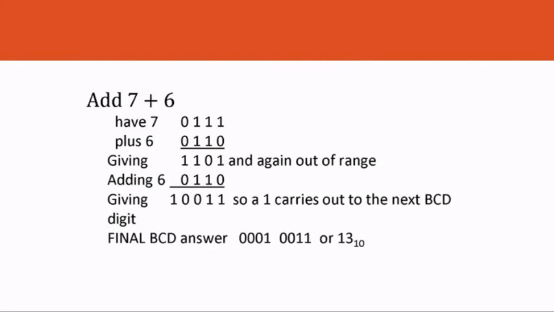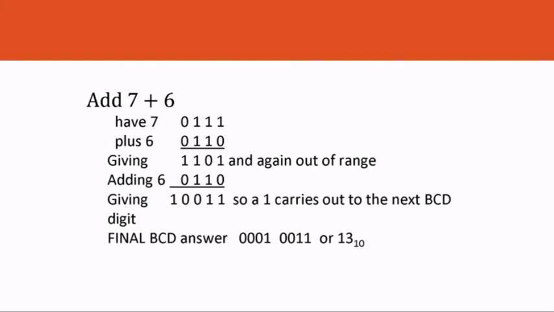So what if we have 7 plus 6? 7 plus 6 is actually 1101, and this is again out of range. If we convert this back to its equivalent decimal, this is actually 13. And 13 is not in the range of BCD, because the range of BCD is from 0 to 9. So we have to add 6. In that case, if the value that you have is greater than 9, you have to add 6.